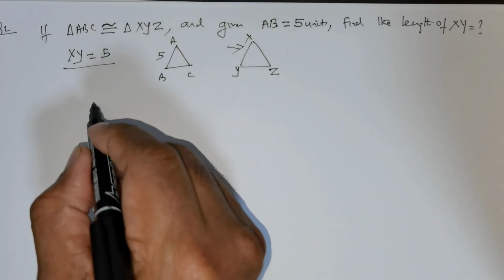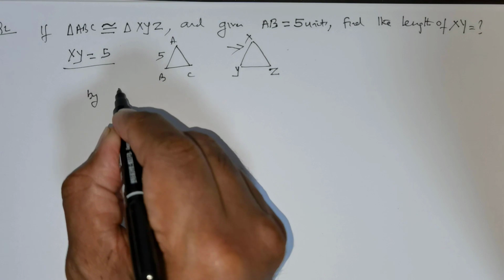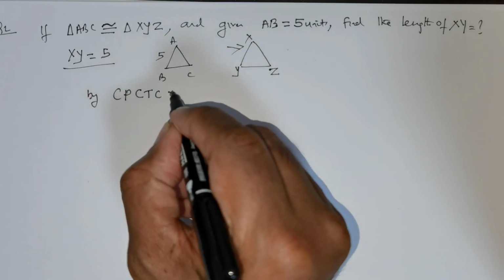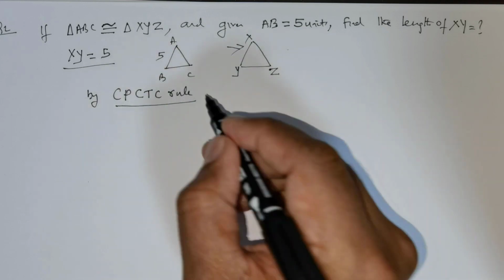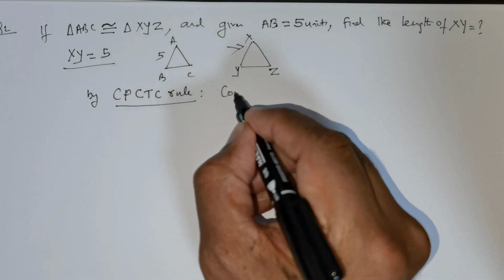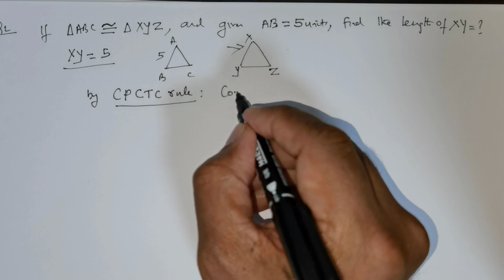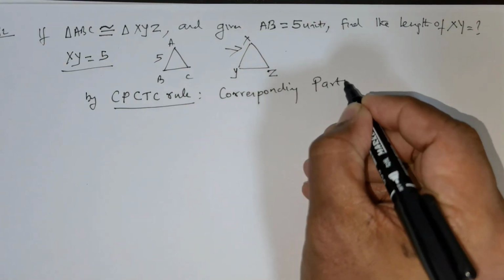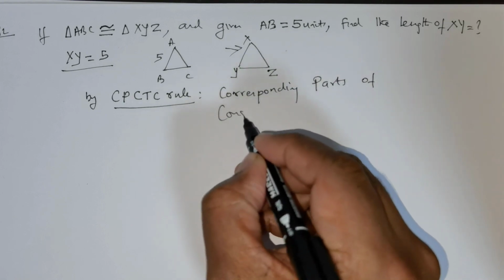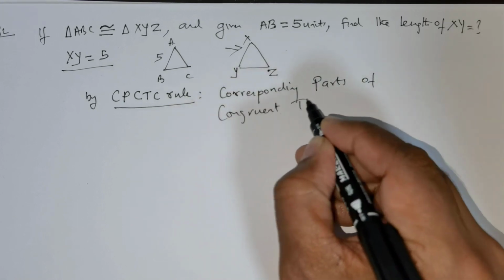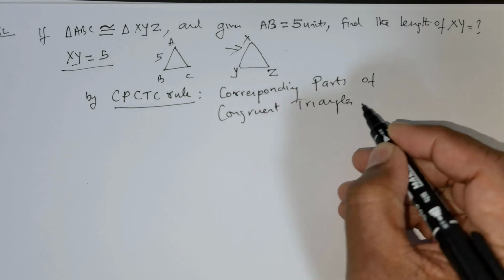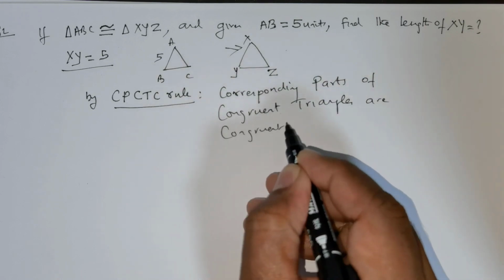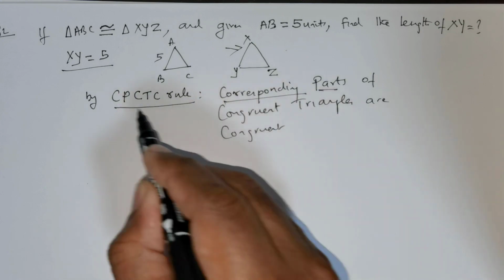Now there is a theorem. It's called as CPCTC. Okay, you can state it as a theorem or you can state it as a rule. So what does the rule state? This is nothing but, let me write the abbreviation. Its expansion is: corresponding parts of congruent triangles are congruent.